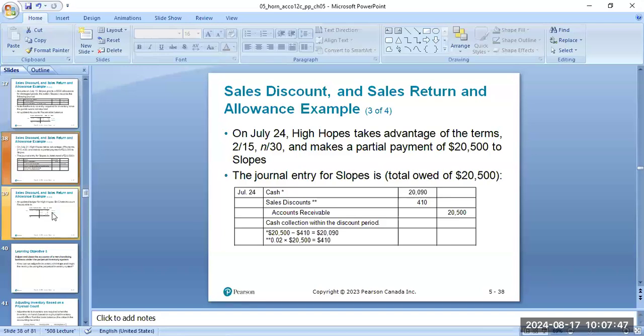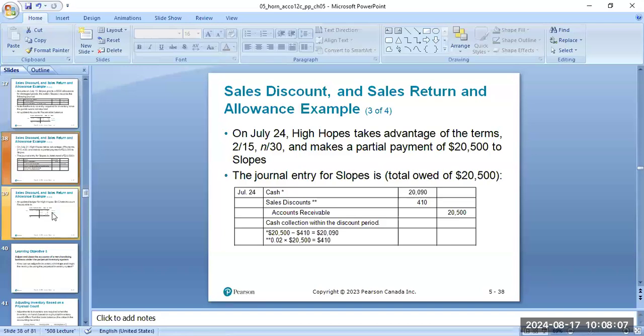So we're going to receive a check for $20,090. We're going to close the accounts receivable for $20,500, and we're going to debit sales discounts, which is again a contra account to sales, for $410.